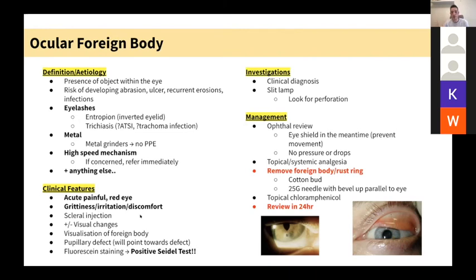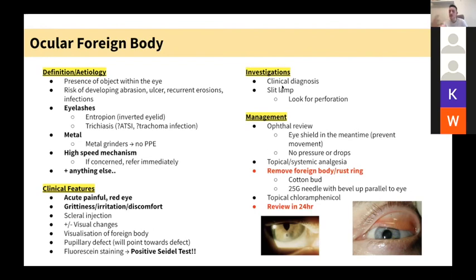So you can have this acutely painful red eye again, and just that kind of gritty, irritating feeling. You can get visual changes, that scleral injection where all of the blood vessels look really red and angry. And the key one being a pupil defect. If something has gone through and affected the pupil, it will usually point towards where the defect is. In this picture, you can see there's a foreign body with a little rust ring around it, and the pupil is pointing down. So there's a pupillary defect, and it usually points to where it is.